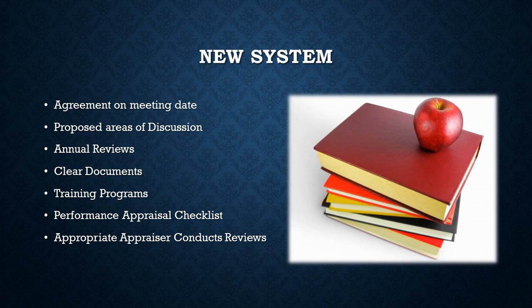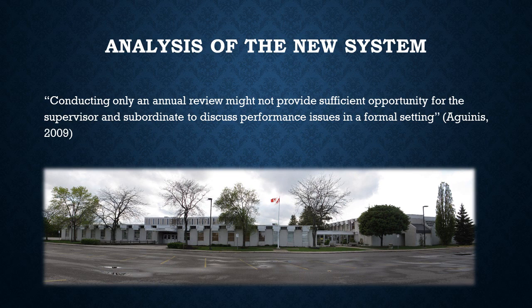In the new system, these solutions were found: agreement on meeting dates, proposed areas of discussion, annual reviews, clear documents, training programs, a performance appraisal checklist, and an appropriate appraiser conducting reviews. Analysis of the new system. Conducting only an annual review might not provide sufficient opportunity for the supervisor and subordinate to discuss performance issues in a formal setting.